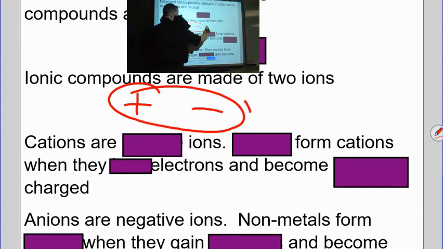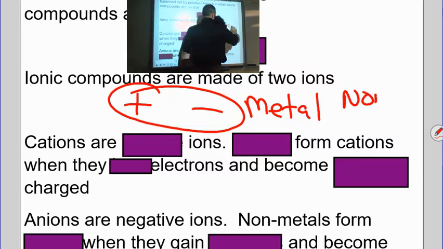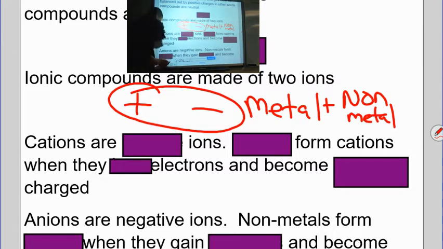Also, ionic compounds are a metal that wants to lose electrons and nonmetals reacting together. Nonmetals want to take on electrons.